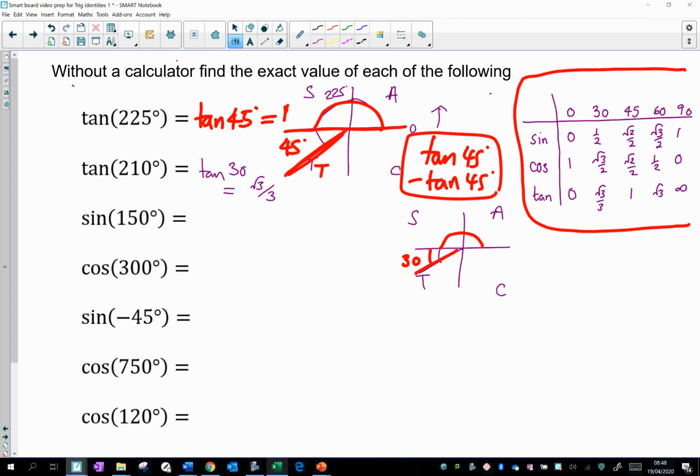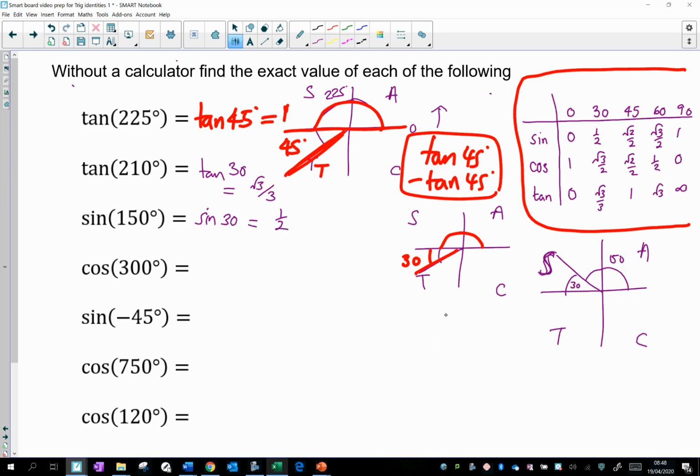Okay, sine of 150. Let's do that over here. A, S, T, C. 90 is there, 150 is there. If this one here is 150, then the angle made here is 30. Sines are positive in this section here, so sine 150 is just the same as sine 30, and sine 30 from the table is a half.